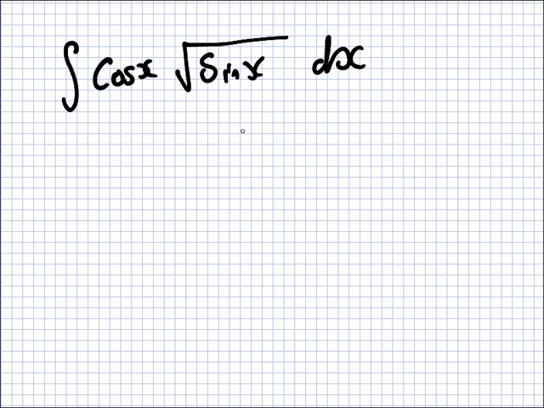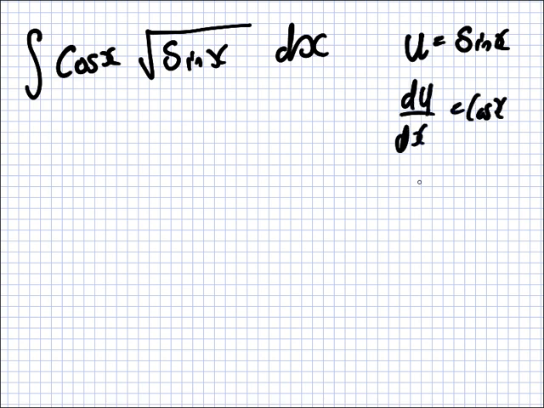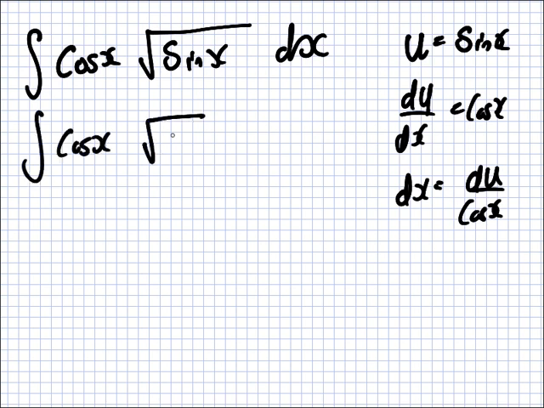All right. Now, what did I say in the question? Let u equal sine x. So that means du dx equals cos x. That means dx equals du over cos x. Now that's really nice because what happens here is you get cos x root u du over cos x.